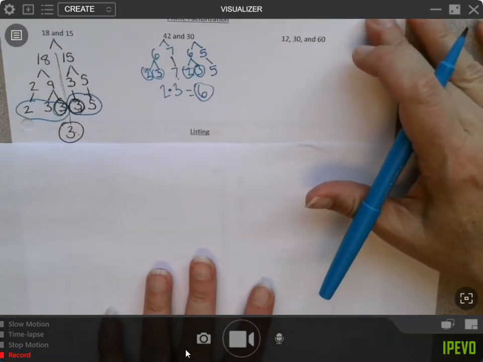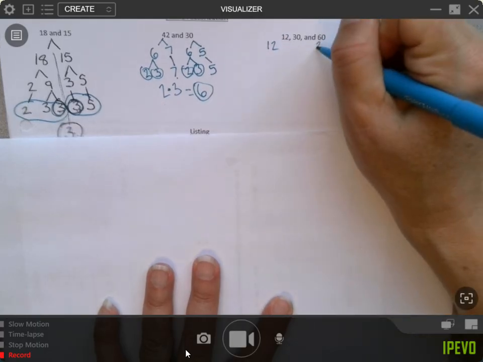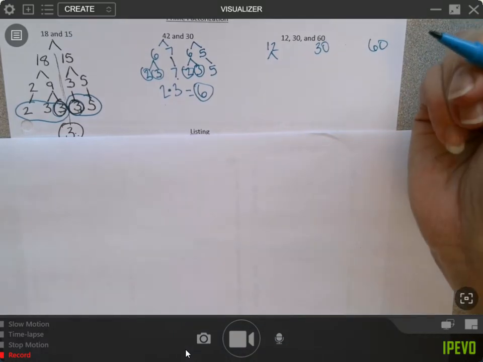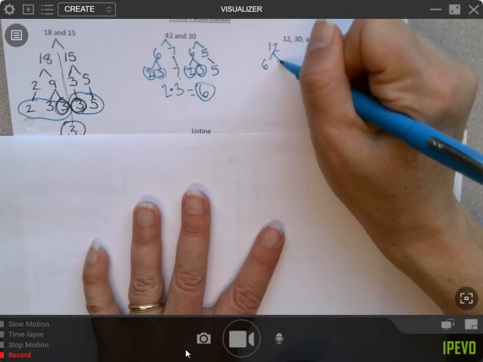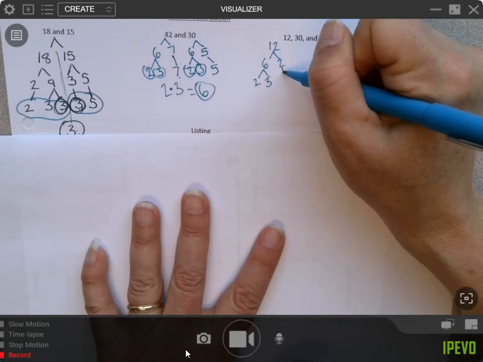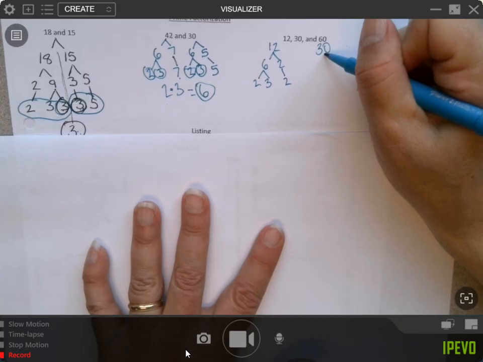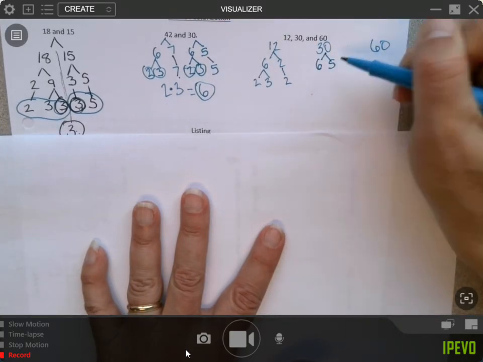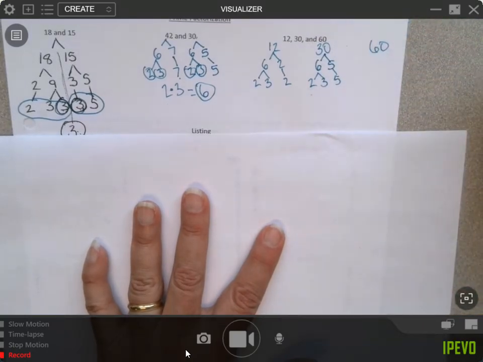So let's look at doing it with 3 numbers. We have 12, 30, and 60. What could I break my 12 into? Adeline? 6 and 2. And we know from over here I can break that 6 down into 2 and 3. 2 is a prime, so that comes straight down. Now I have 30. We just broke our 30 up over here. I'm just going to use the same ones. That 6 we can break down into 2 and 3, and the 5 comes straight down.